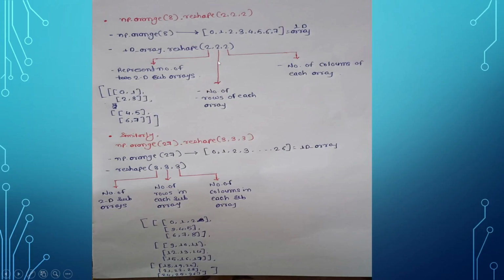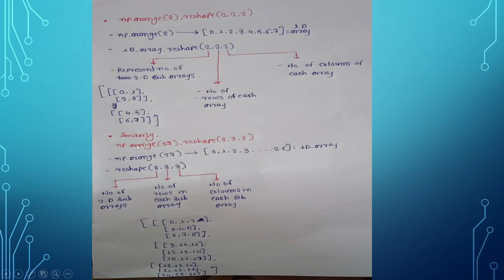These middle two represent the number of rows in each sub-array. As you can see here, in this sub-array we have two rows, and these last two represent the number of columns in each sub-array. So here you can see there are two columns in this sub-array, and also in this sub-array we have two columns.